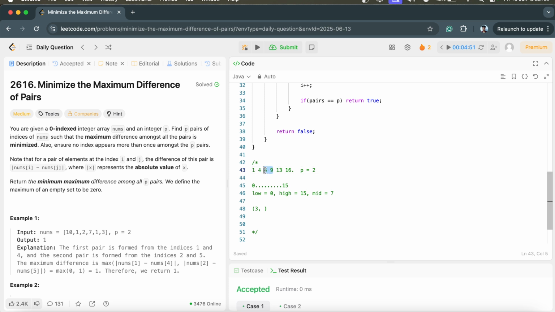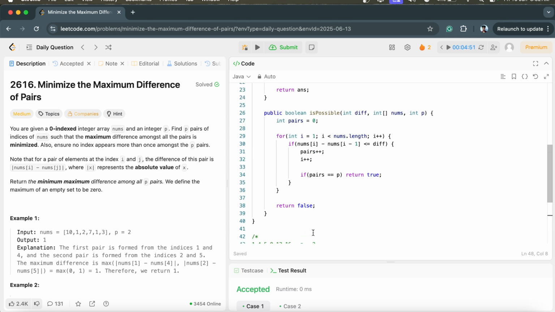We will check between these two, 5 and 9. What is the difference between 5 and 9? It is 4. So yes, now the counter is 2. This is also satisfying because 7 is what we are looking for, and 4 is less than 7. So the counter is 2, and two pairs are what we have to see. So we formed two pairs. Yes, it is satisfying, we return true.